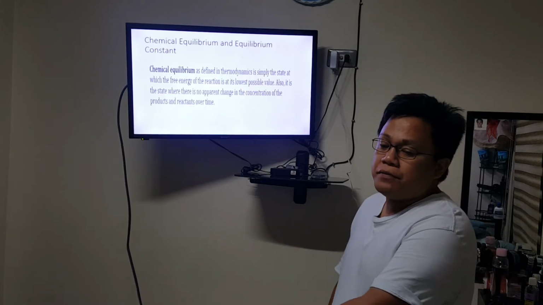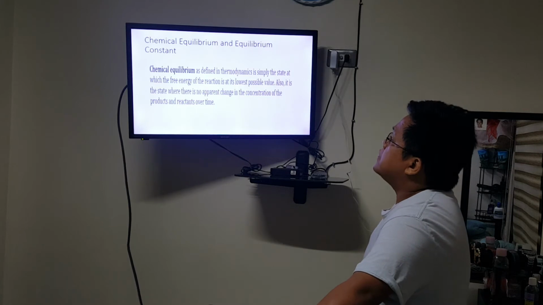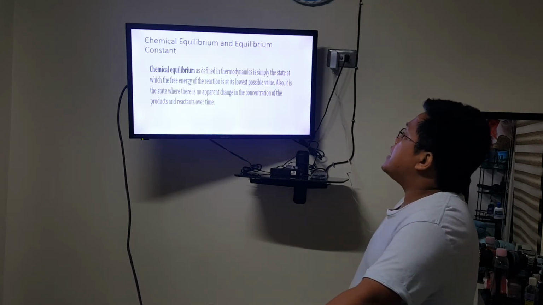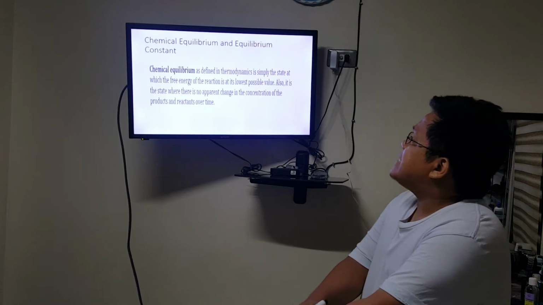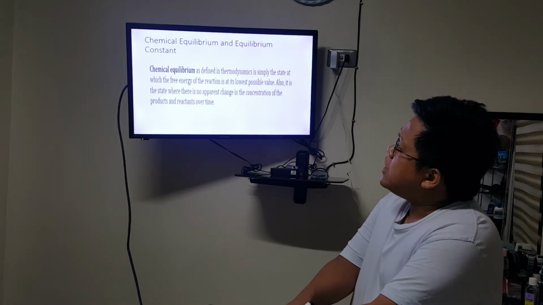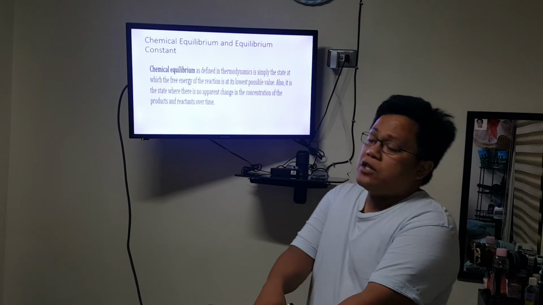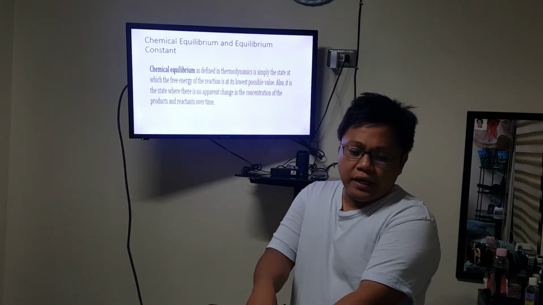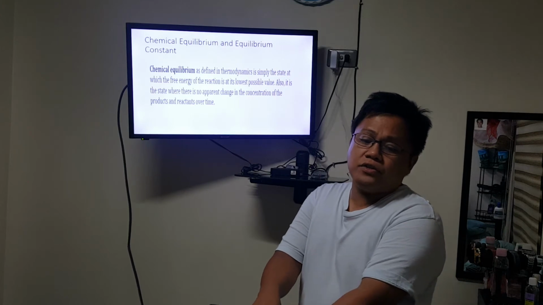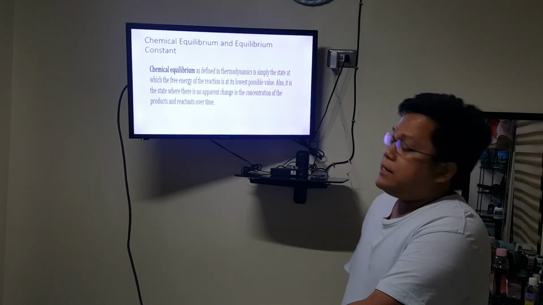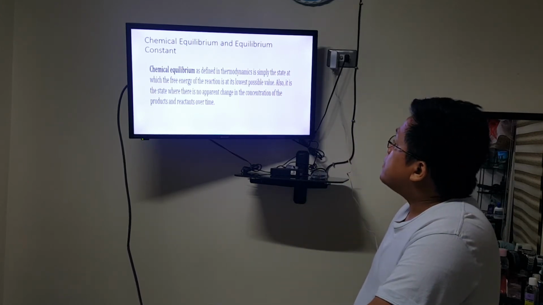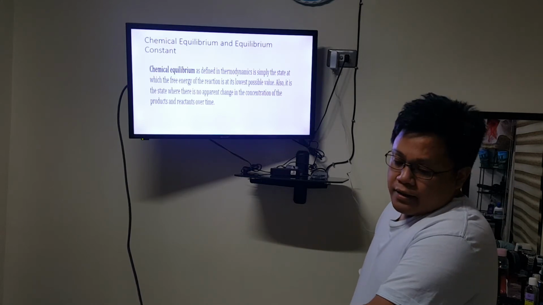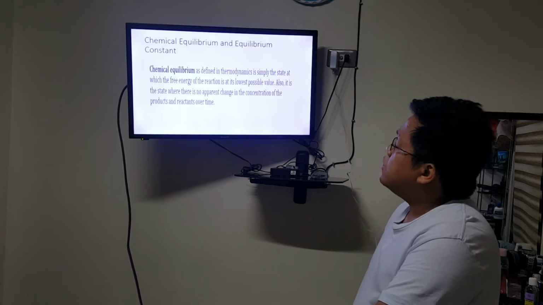Chemical equilibrium and equilibrium constant. Chemical equilibrium, as defined in thermodynamics, is simply the state at which the free energy of the reaction is at its lowest possible value. Also, it is the state where there is no apparent change in the concentration of the products and the reactants over time.